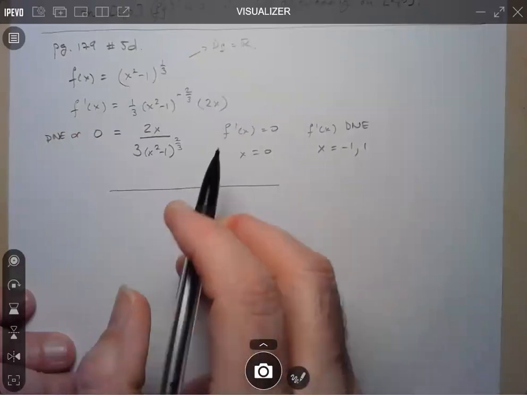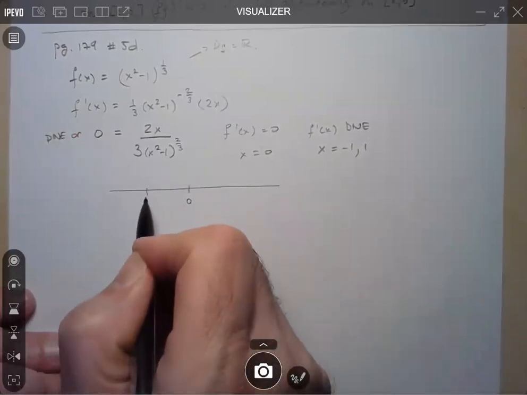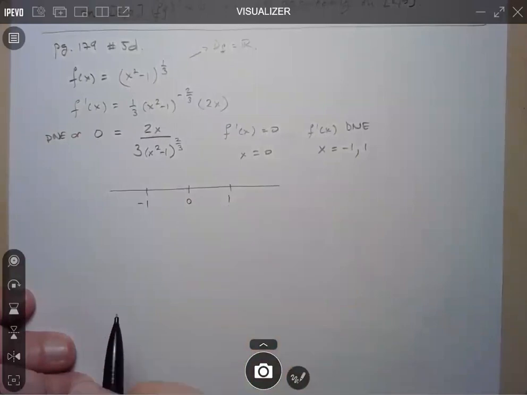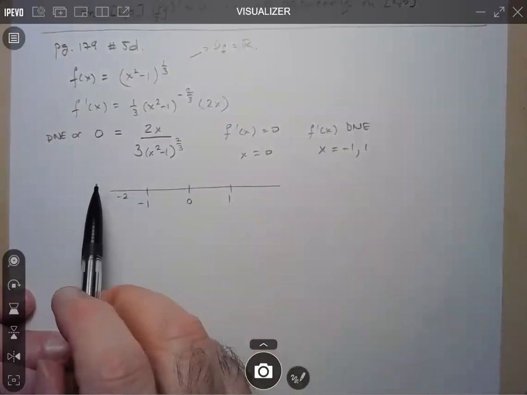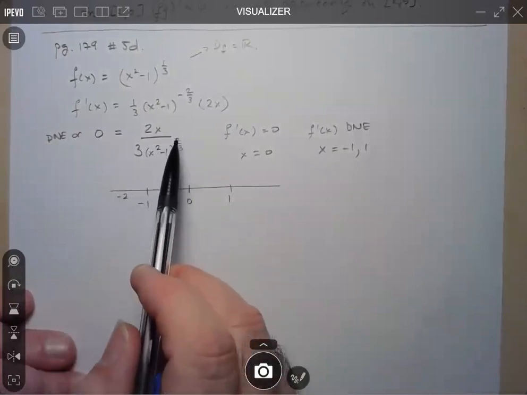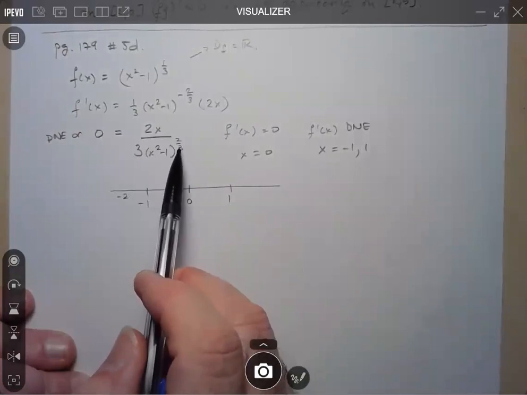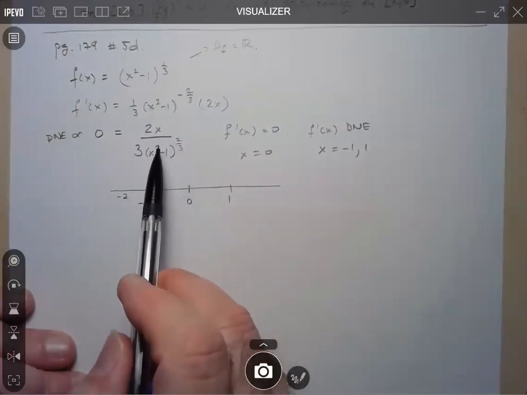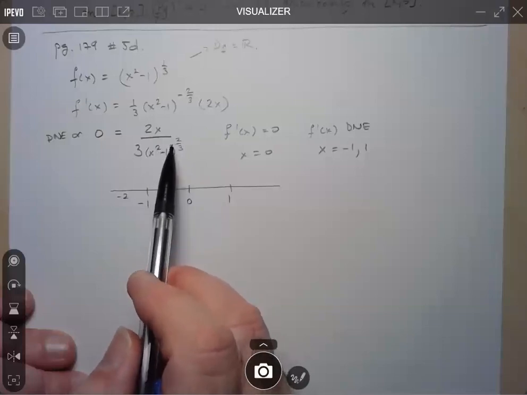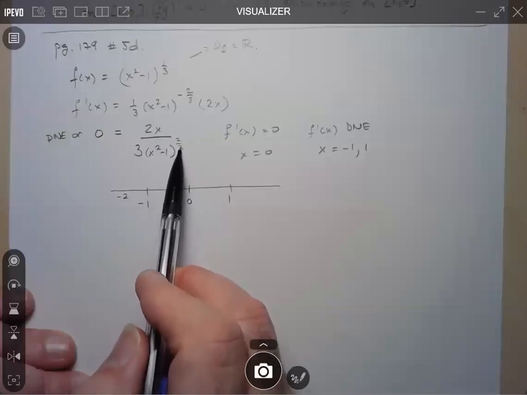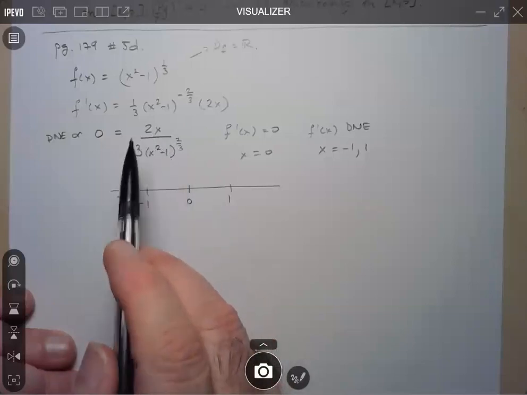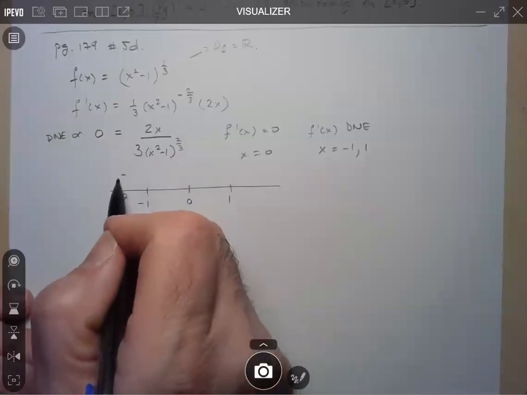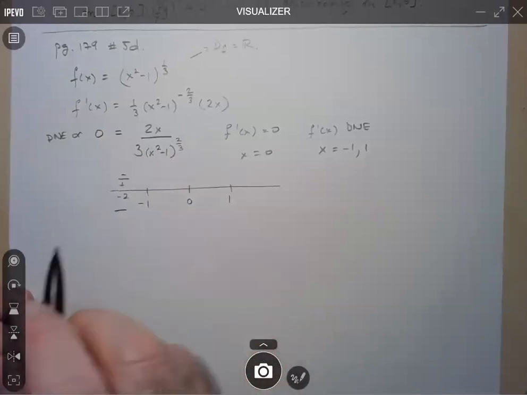extrema. Okay, so let me make my little chart here, 0, -1, and 1. And so here, let's pick some number, let's say -2. And this actually ends up being a lot easier than it looks, because if you look at the denominator, you look at this exponent, and part of the exponent is that I'm squaring it. Because remember what 2/3 means. It means you're squaring it and then taking the cube root. So the denominator is always positive. So I only need to look at the numerator. So it's negative over positive. So it's negative there. Same thing here.